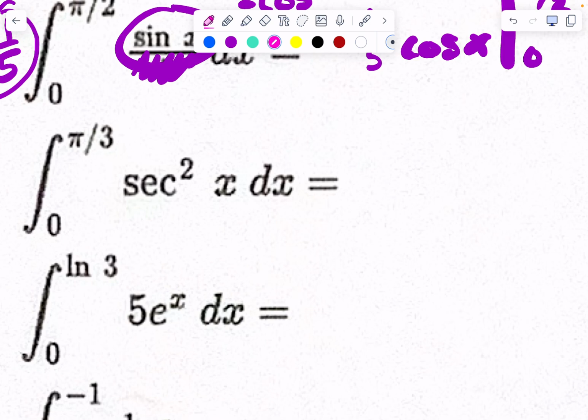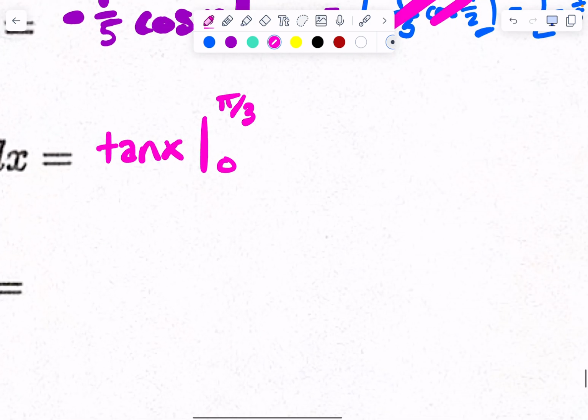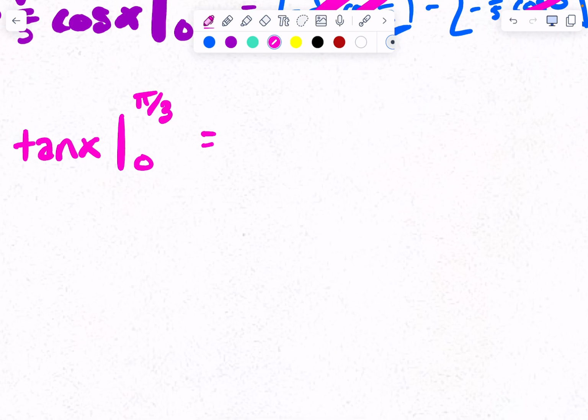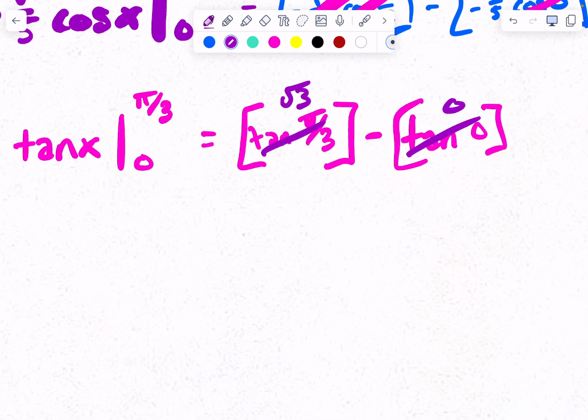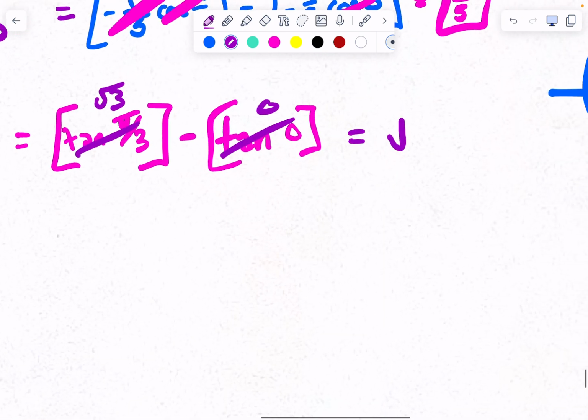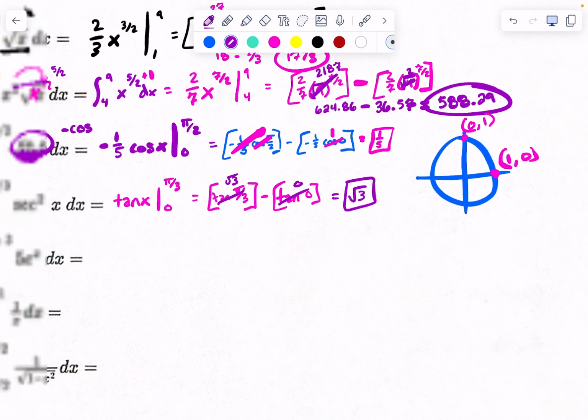Okay, secant squared. What's the antiderivative of secant squared? Tangent, yeah. Tangent x from 0 to pi over 3. I don't know what tangent of pi over 3 is. Neither do I. Can I type it in? I can do this. Minus tangent of 0. I know tangent of 0 is 0. Tangent of pi over 3 is square root of 3. Square root of 3 minus 0. Too slow. Square root of 3. I know, I'm really slow.